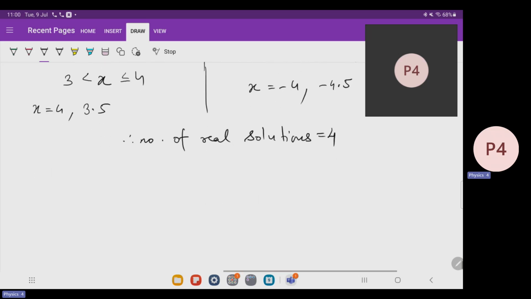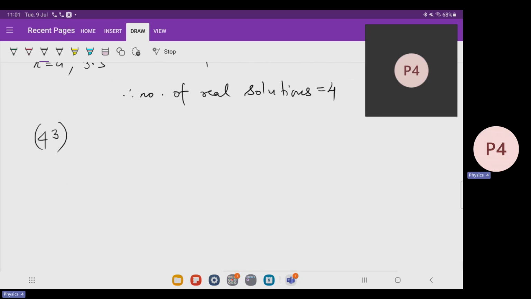This was question number 42. Question number 43. The position vector 2i plus j plus k is rotated about origin by an angle of 90 degrees such that it crosses the positive x-axis. Then the new position vector after rotation is alpha i plus beta j plus gamma k. Then we have to find the value of magnitude of alpha plus beta plus gamma upon root 2.